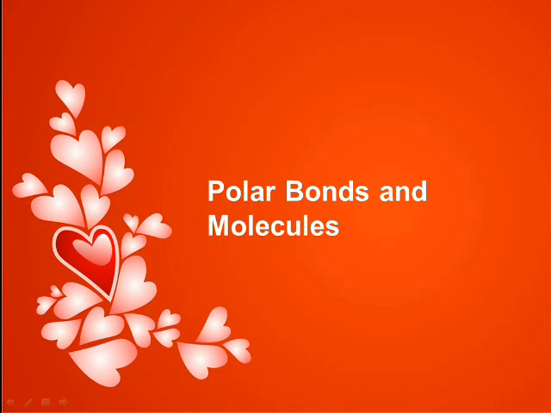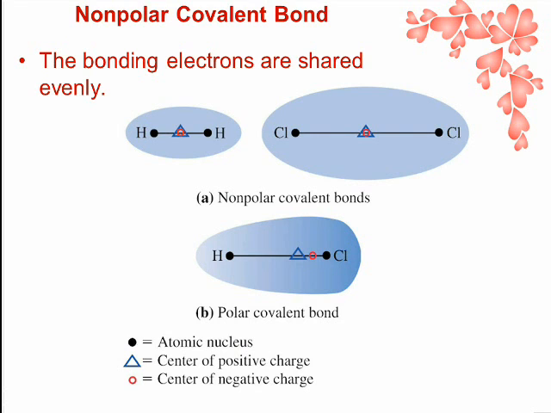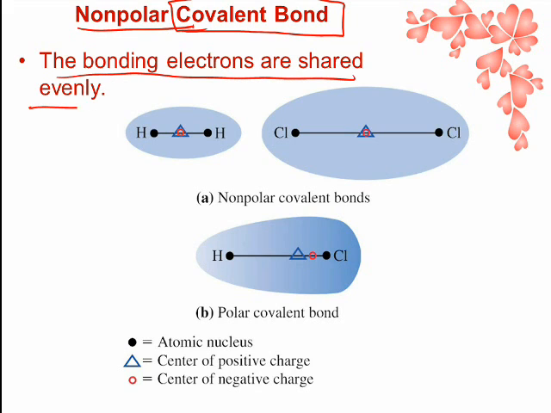Now we're going to talk about polar bonds and molecules, and I actually find polarity very interesting and all the things that come about with it. So let's first look at nonpolar covalent bonds. When we look at covalent bonds, we understand that the electrons are being shared. Nonpolar means that the bonding electrons are shared evenly. That means the electronegativity is equal. Both bonding partners want the electron the same, so they share it equally.